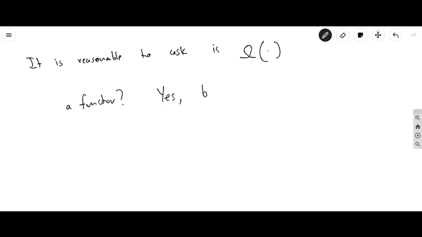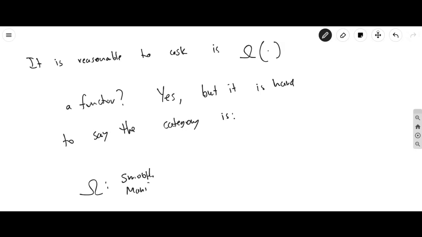And the answer is yes, but it is hard to say what the category is. It happens to be a functor from smooth manifolds. This one we kind of understand. It acts on smooth manifolds. But what do we put? This is a little bit unclear.